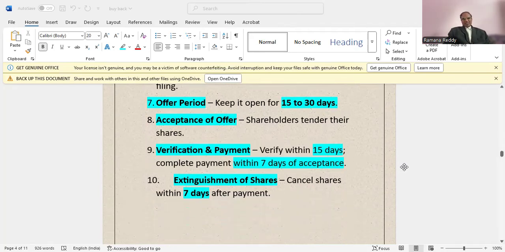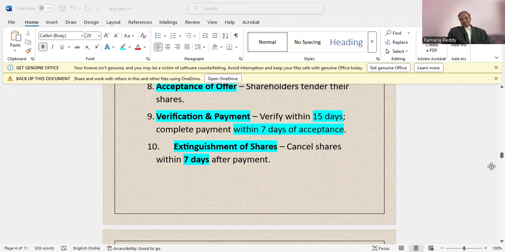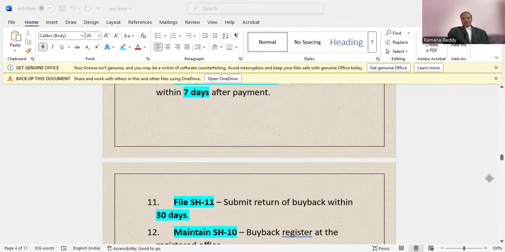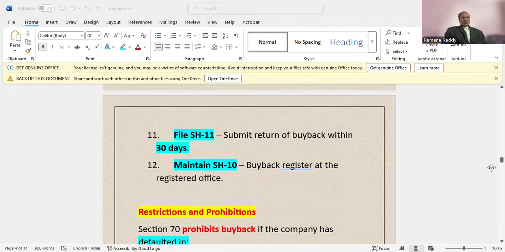Extinguishment of shares. Cancel the shares within 7 days after payment. Once the payment is done, then we cancel and destroy the shares of the buyback. SH11: submit the return of buyback within 30 days after completing the payment. Then maintain SH10, the buyback register, at the registered office.